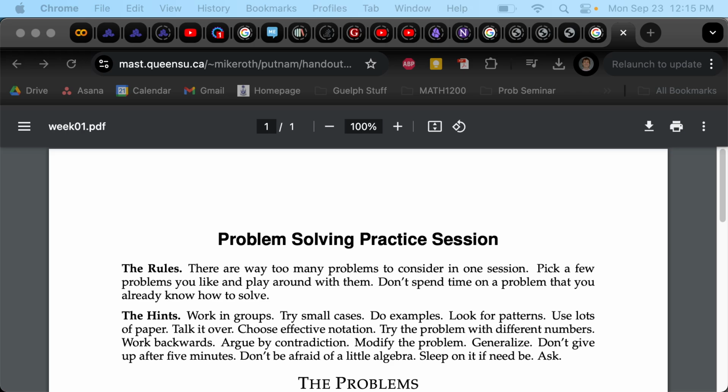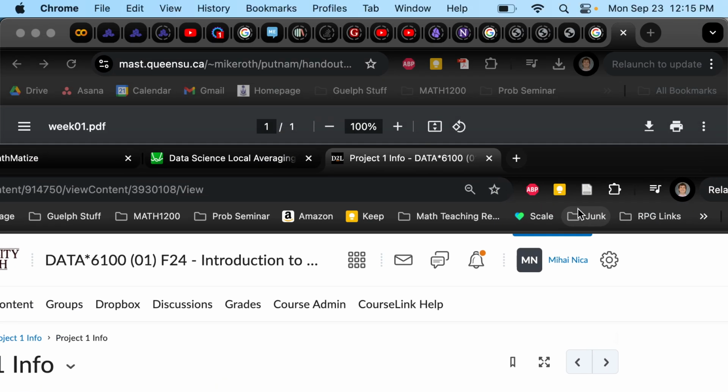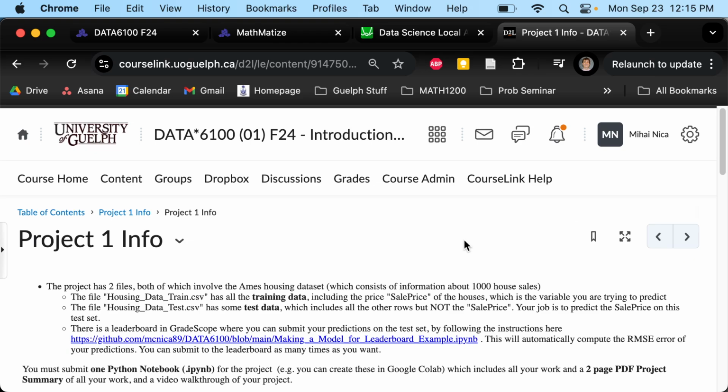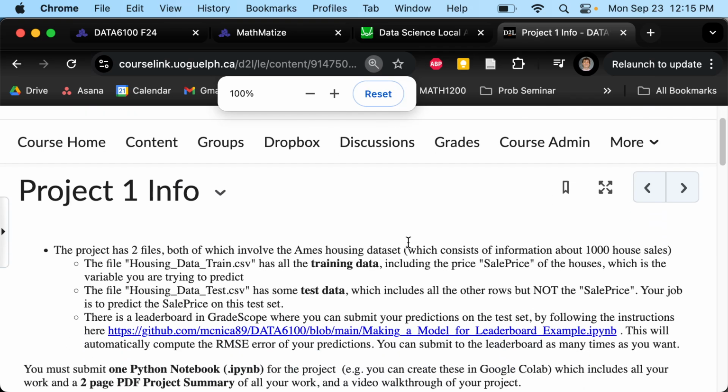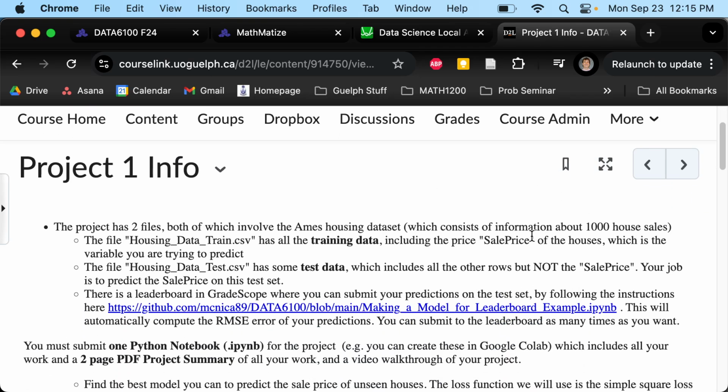Okay, so this is on the website, and it will be public soon. Right now it is private, or it's hidden from you because I'm making some last-second changes. Your first project, you're going to have a housing data set. So you're going to have a bunch of houses.